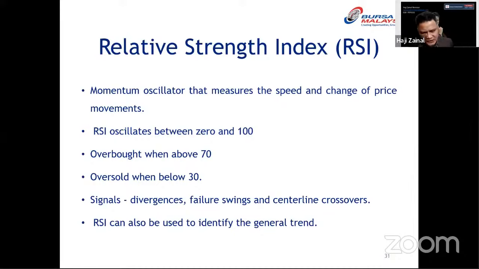So RSI, the relative strength index, is a momentum indicator, an oscillator that measures the speed and change of price movement. RSI oscillates between 0 and 100, and we draw benchmark lines: 70 is overbought, 30 is oversold. What signals does the RSI give? One is divergence, failure swing, and center line crossover. RSI can also be used to identify the general trend, so sometimes I use RSI to determine the trend.